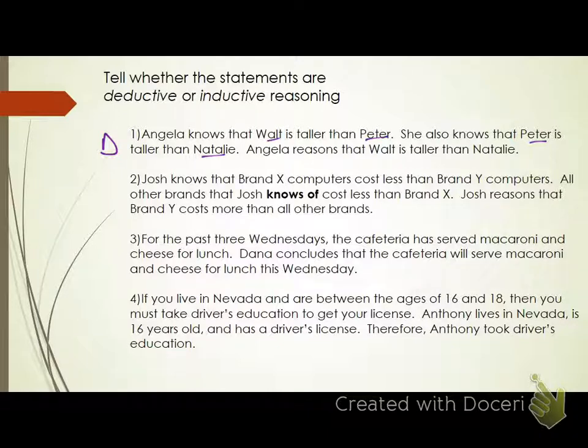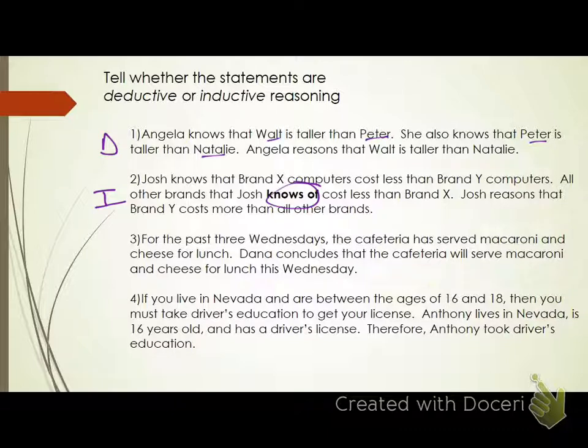Versus number 2, Josh knows that brand X computers cost less than brand Y computers. All other brands that Josh knows of cost less than brand X. That Josh knows of. So Josh reasons that brand Y costs more than all other brands. The problem is he hasn't looked at all other brands, right? So he's basing this off of a pattern that he's established, and so this is your inductive reasoning, right?